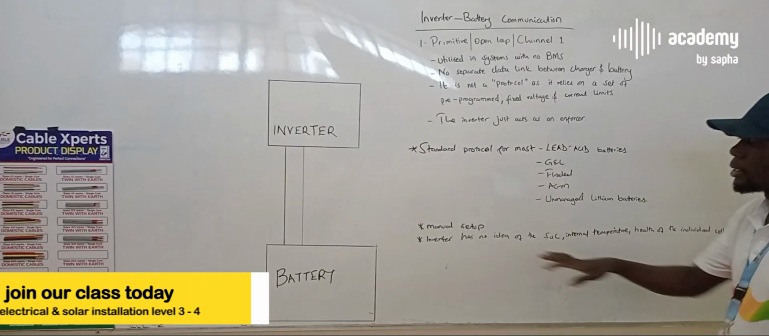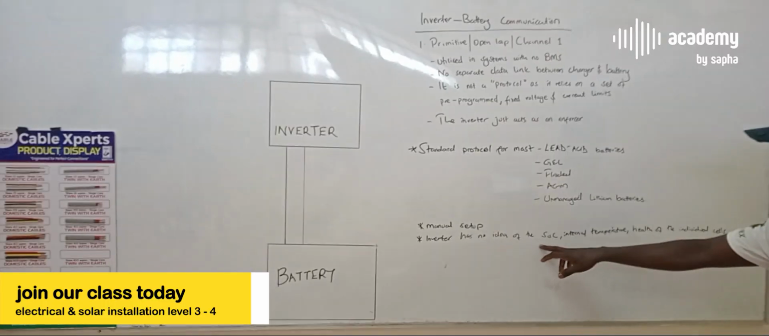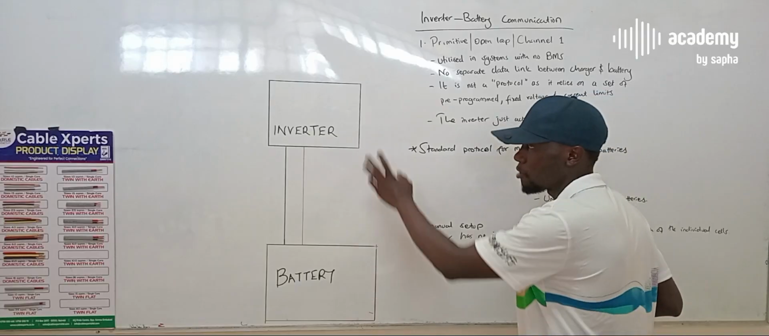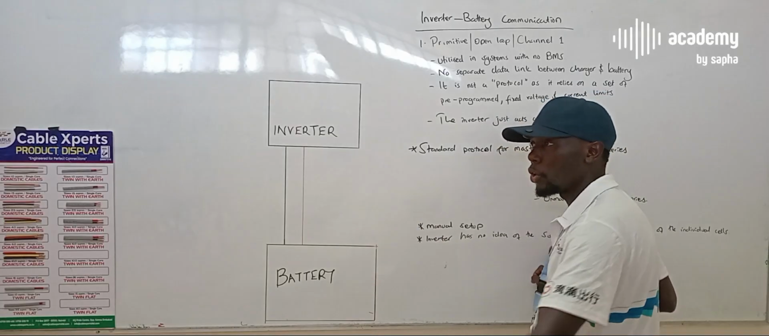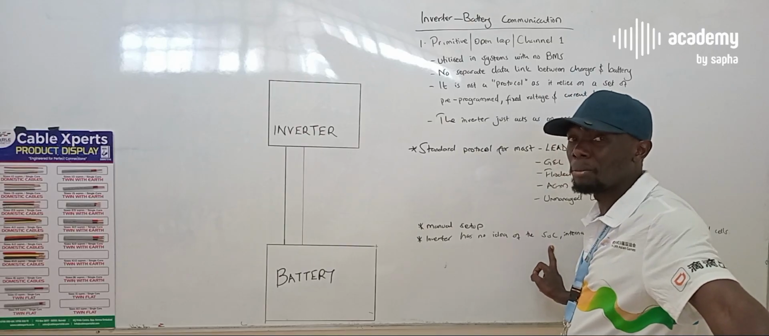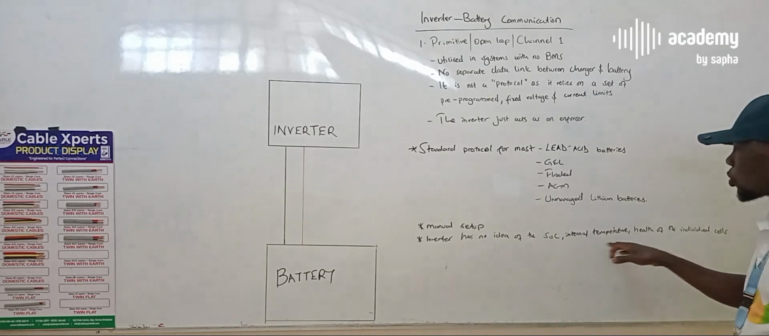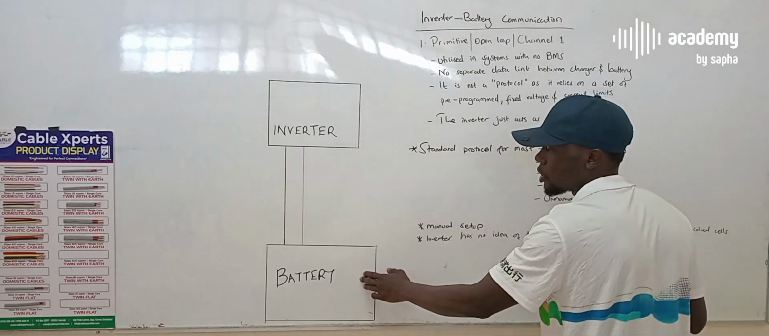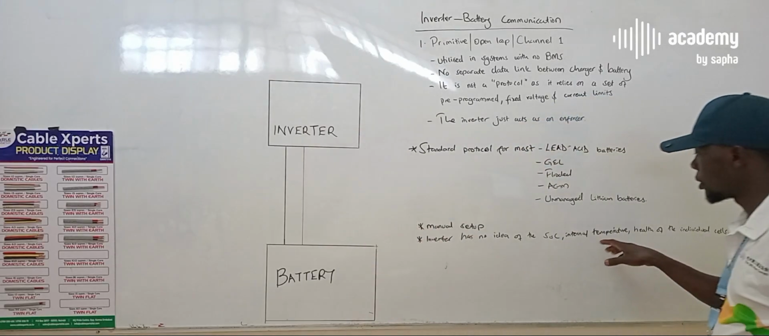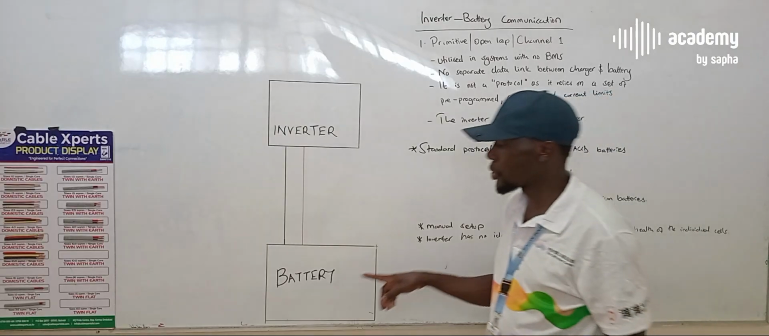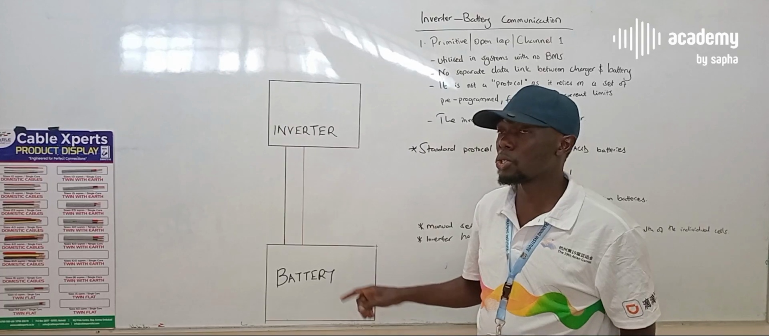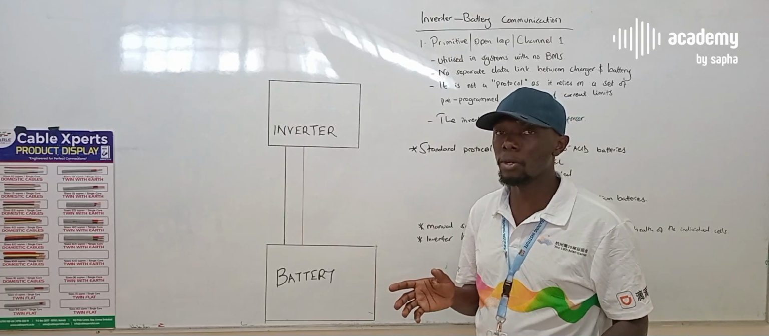So in this system, the inverter has no idea of the state of charge. That is one thing you have to remember. In this system, the inverter will only read the battery voltage. It will never determine the state of charge of that battery. The internal temperature of the battery will never be communicated to the inverter. And this temperature, we said, is important because most of these battery technologies behave differently under different temperatures.